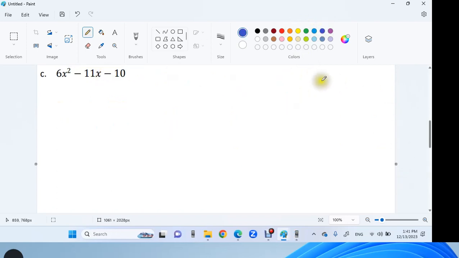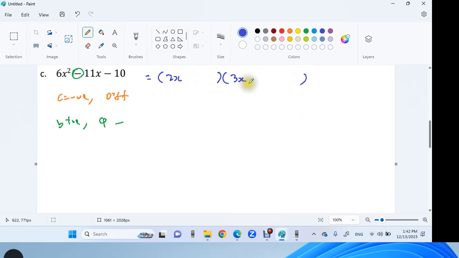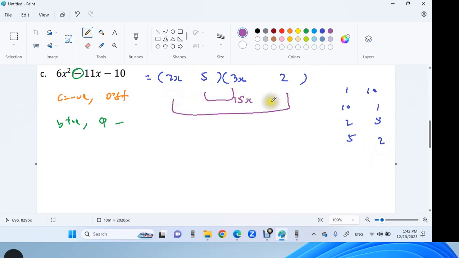Yes. So for this one, C is negative, then we have different sign. And then B is negative, so the larger one is negative. So we have 1, 6, 6, 1, 2, 3, 3, 2. So I will put 2x and 3x here. Then we have 1, 10, 10, 1, 2, 5, 5, 2. You put 5, 2 here. This is 15x and this is 4x.